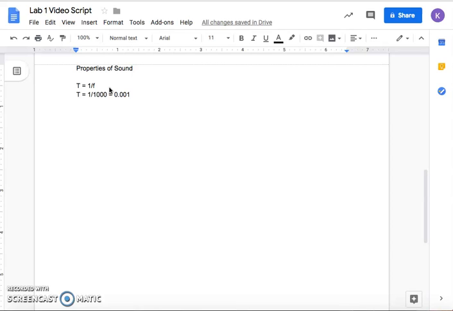Then we want to convert that to scientific notation. And we're moving our decimal point over 1, 2, 3 places to the right. So our answer is 1 times 10 to the negative third.